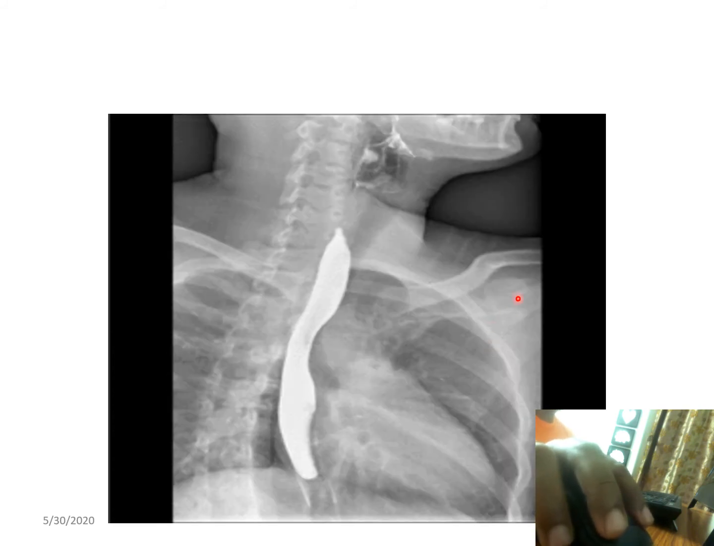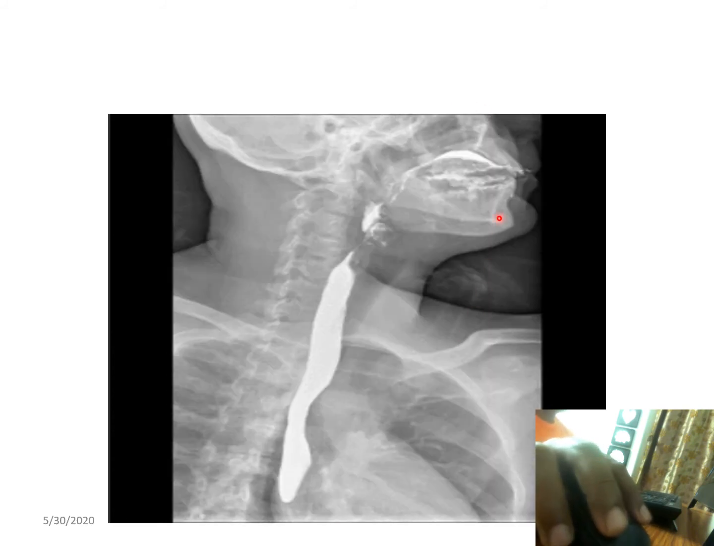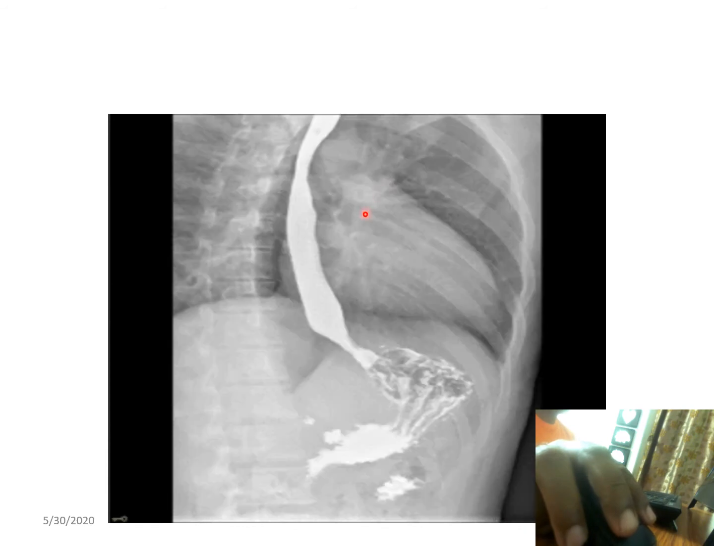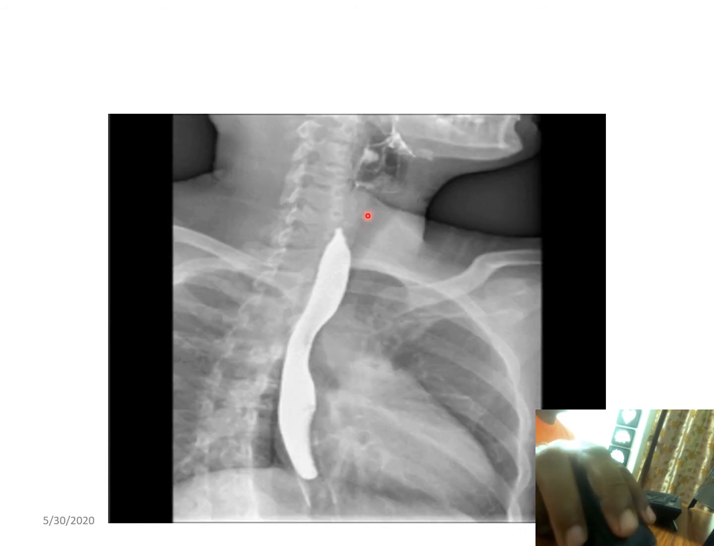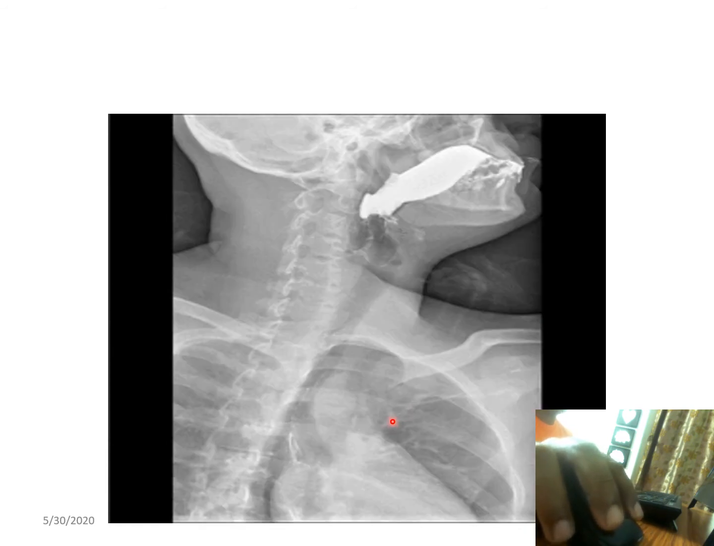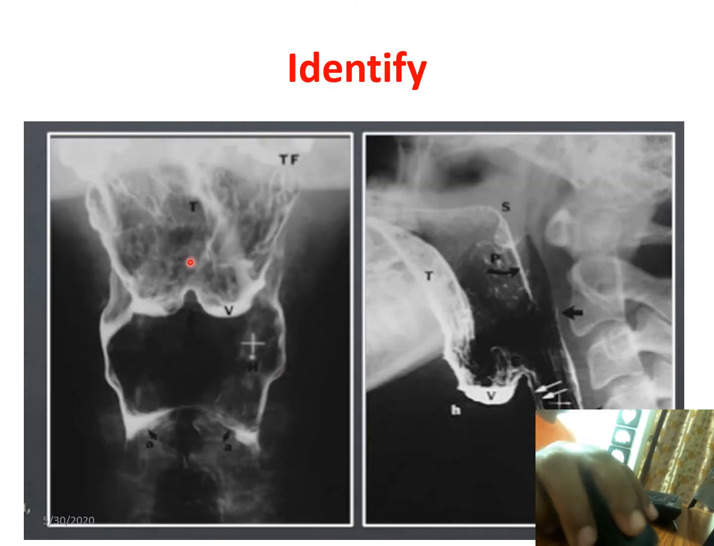So you can see in this picture the path of the barium from the oral cavity to the oropharynx, hypopharynx, esophagus, and stomach. So you can identify the various structures. There are two bulges, W structures.